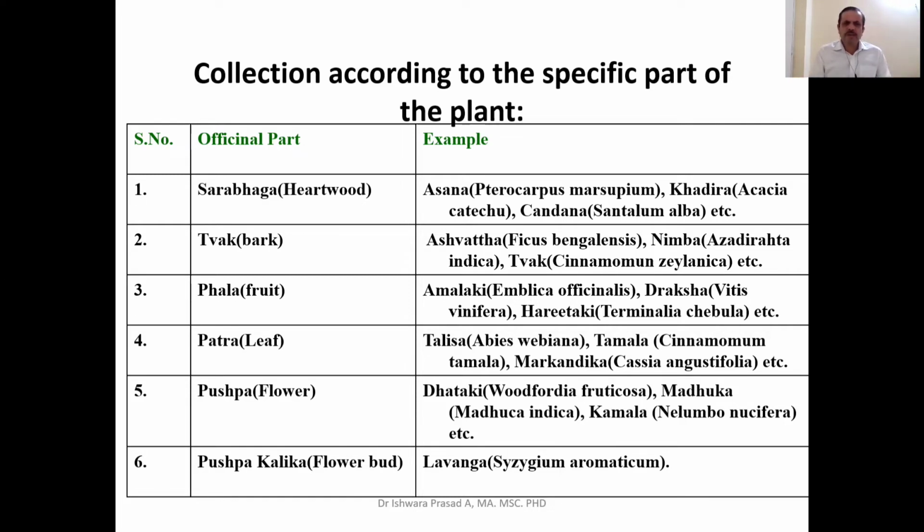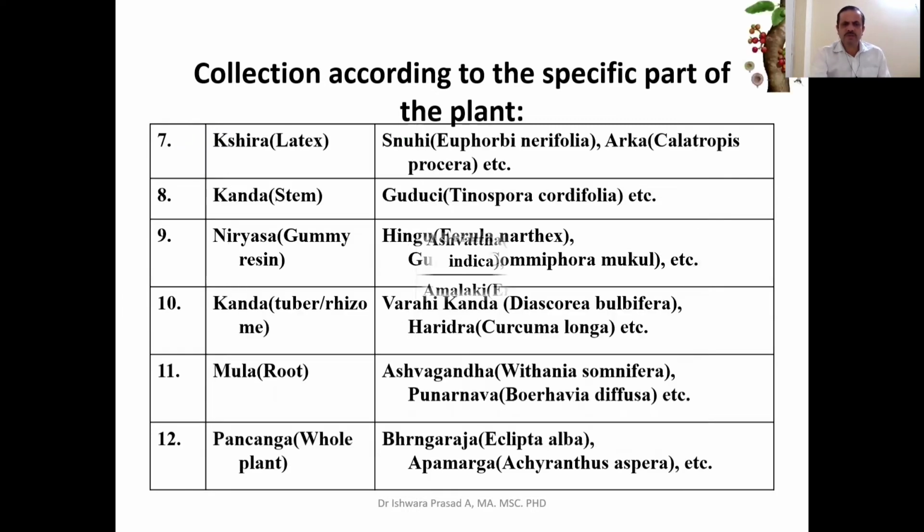It may be the heartwood, the bark, the fruit, the leaf, flower or flower bud, latex, stem, gummy resin, tuber, rhizome, root, or the whole plant. Latex of Snuhi, that is Euphorbia neriifolia, and Arka, Calotropis, is used. Then Kanda, the stem of Guduchi, Tinospora cordifolia, is used. Guduchi, its stem, is used for making kashaya. It's very good for fever also. The name is Guduchi or Amrita. It is like Amrita, nectar. Niryasa, Hingu, Ferula narthex. Then Guggulu, Commiphora mukul.